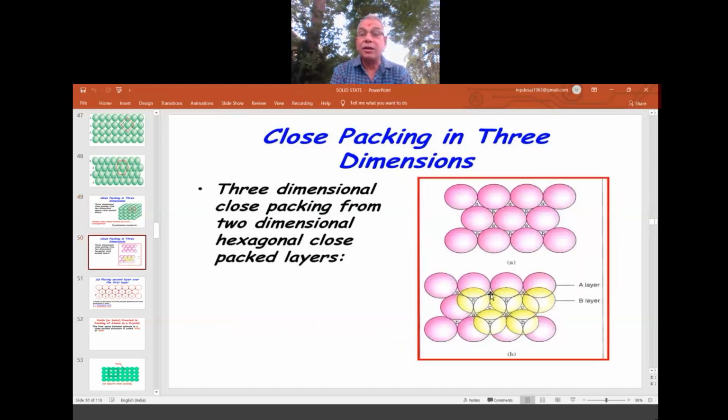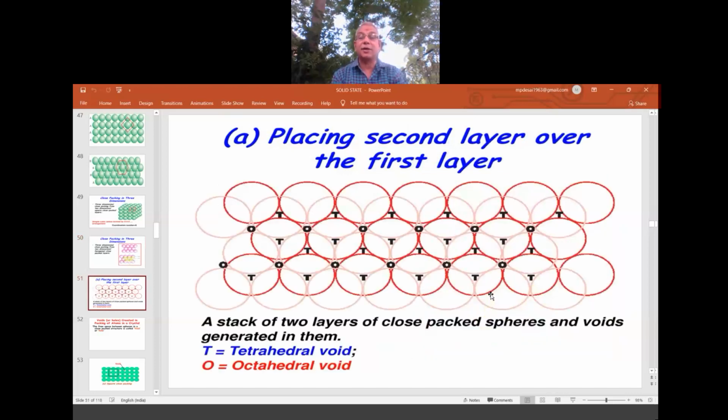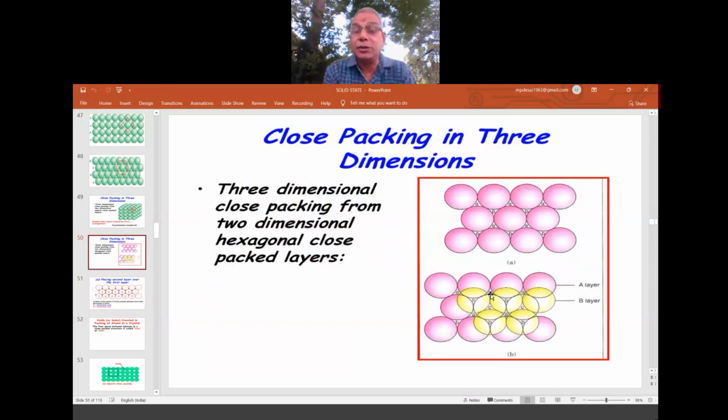Now again close packing in 3D only, but this is not AA type, this is AB type. So A layer, then on that B layer, again A layer, AB continues. When you keep one layer over the other layer and one more layer, what happens? That is the understanding: placing the second layer over the first layer. What happens that time? Once again, I am going to show you this slide.